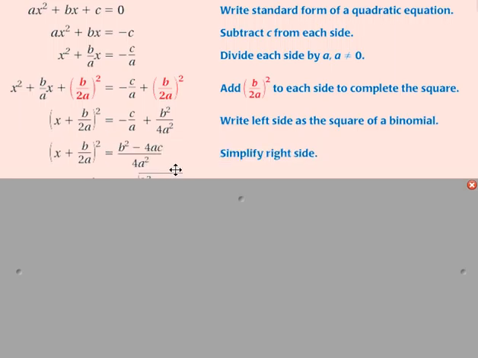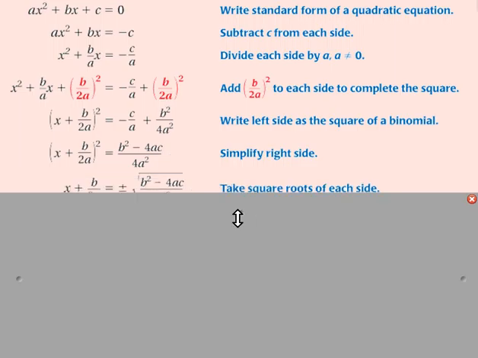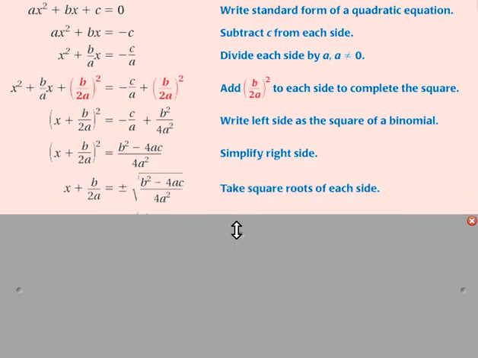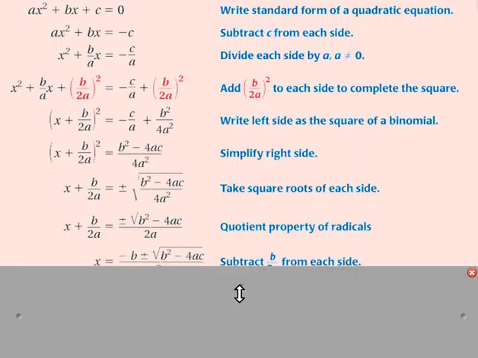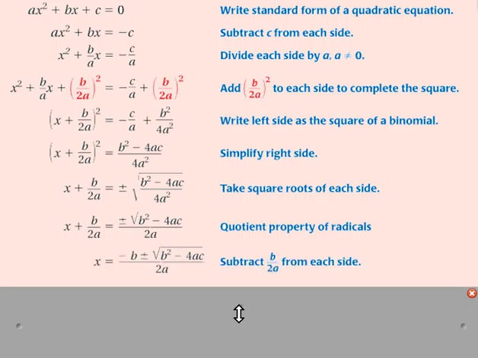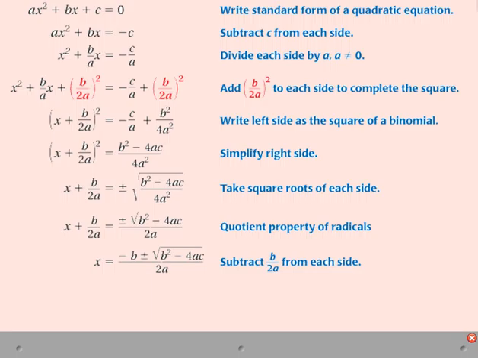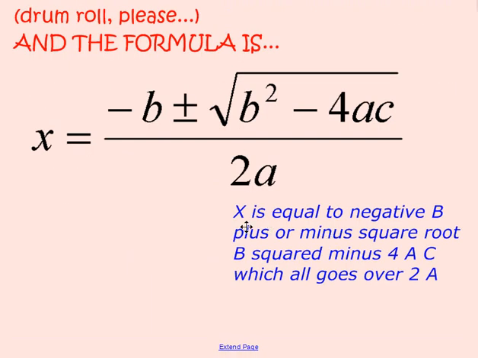Simplify the right side using some common denominators. Take the square root of both sides. You remember that step from completing the square. Use the quotient property to simplify the radical, which is an Algebra 2 thing. We subtract b from both sides, and when you're all done, drum roll please, you end up with this giant but very handy formula. This is the quadratic formula, and it goes like this.